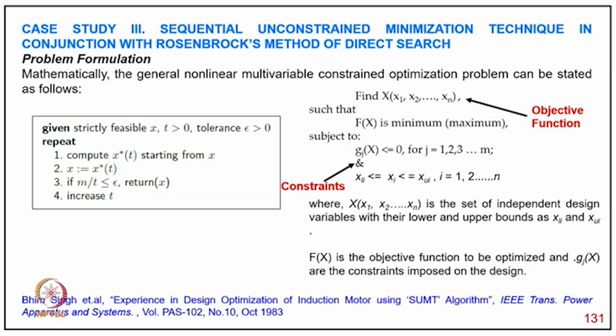So here we say, find a set of variables where the objective function may be minimum, like cost is minimum or efficiency is maximum, subject to m constraints and with the independent variable limits, because these are the practical parameters for the n variables. So you have to find the set of independent variables and their lower and upper limits. And f(x) is the objective to be optimized.